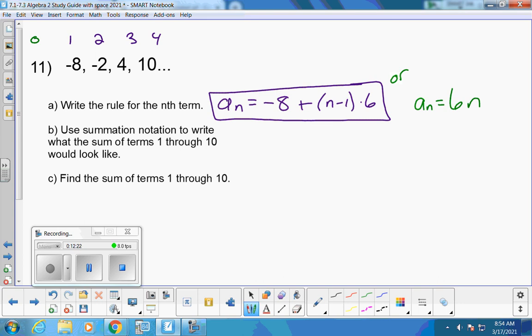10, 4, negative 2, negative 8. What would the next term be working backwards? I agree. So that's my y-intercept. That's just how my brain works, I guess because I've been doing slope-intercept form for so many years. This is a newer thing for me, but this I've been doing since forever.